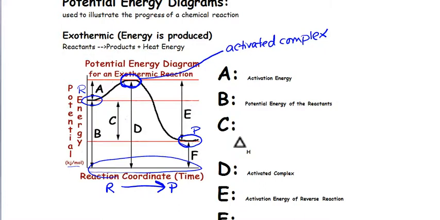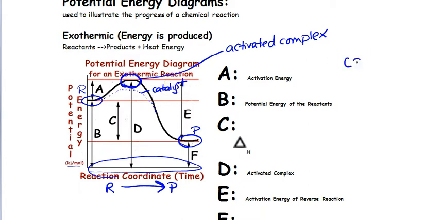So let's just start. First off, the way that this is drawn here is showing you without a catalyst being added. And so you may often see a dashed line as well. And that dashed line would show you then with a catalyst how it would lower the activation energy.